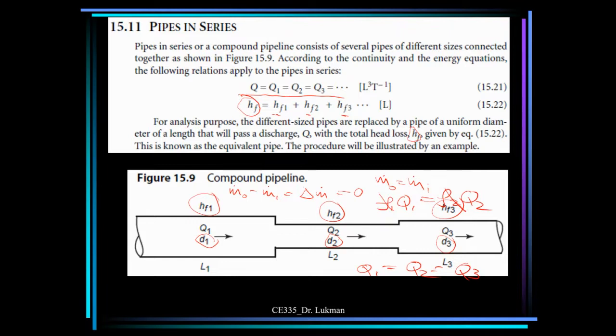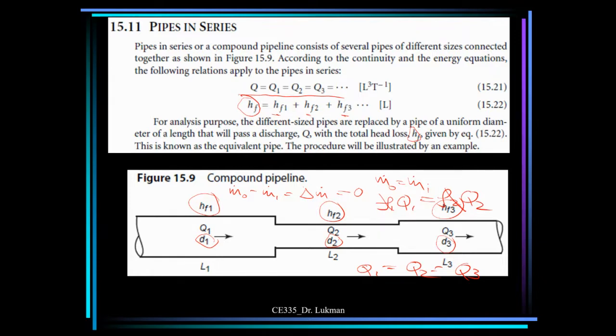Now this is pipes in series. The bottom line here is simple. For pipes in series, the flow rate is the same throughout because of the continuity equation, while the net head loss in the system is the sum total of the individual head losses within each of the pipelines.